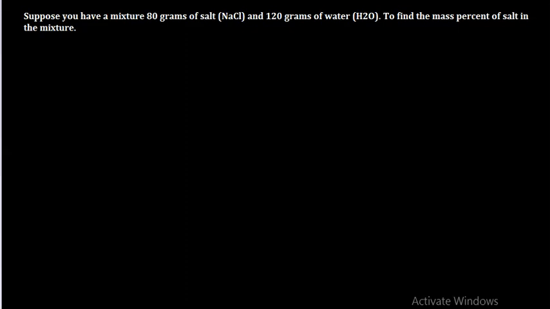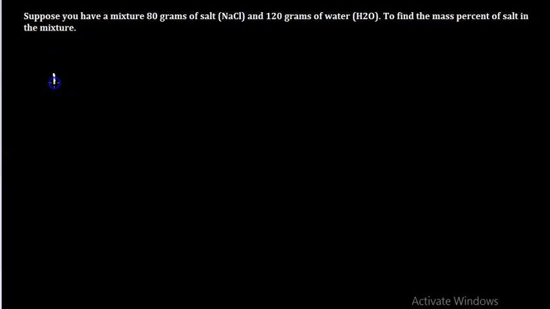In this video, we are going to be focusing on mass percentage. What is mass percent? Mass percent is also known as percent by mass or weight. It is a measure of the concentration of a component in a mixture. It is calculated by dividing the mass of the component by the total mass of the mixture and then multiplying by 100.